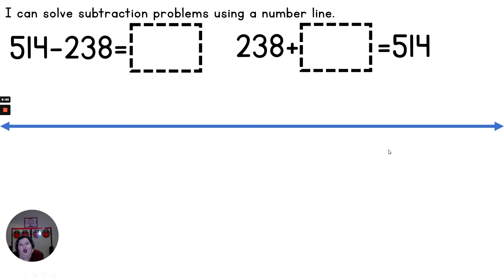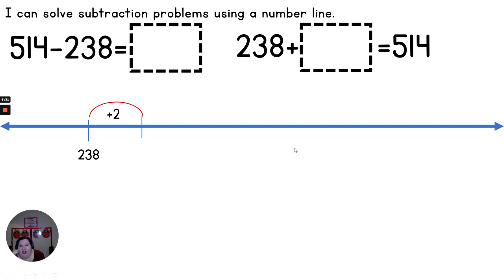What if we turned it into an addition problem? After all, 514 take away 238. We're looking for that other part. So what we can do is flip it around a little bit and look at it as 238 plus unknown is equal to 514. So we can start at 238 and add on until we get to 514.